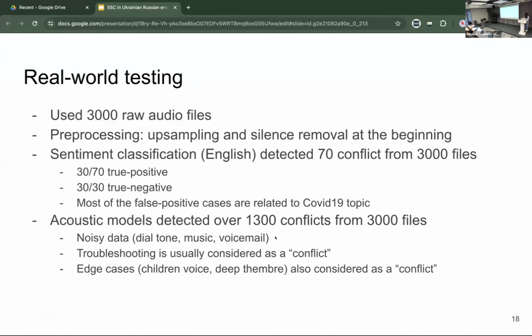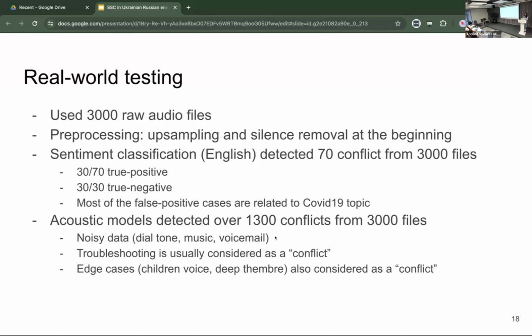Also, we tried our model on a real-world setup. The Stream Telecom company provided us with 3,000 raw audio files, which were taken during COVID 2020. We applied some simple preprocessing by sampling and removed the silence and dual tone at the beginning of each audio file.